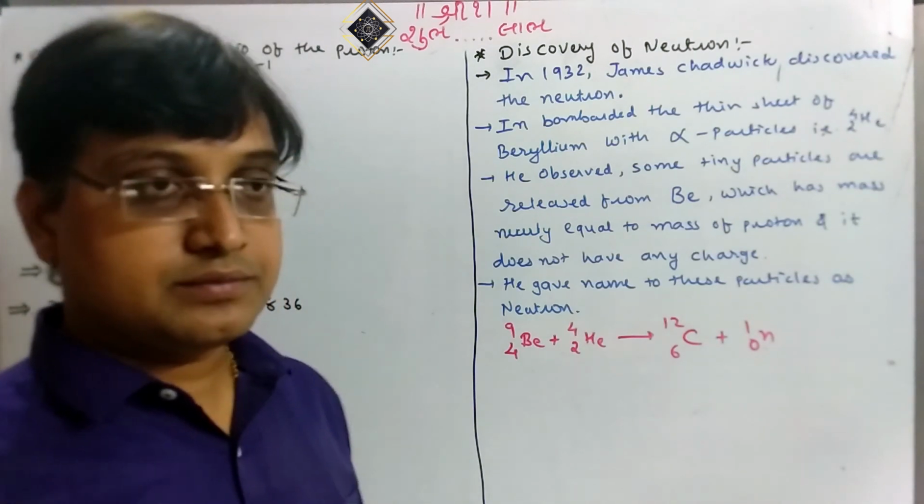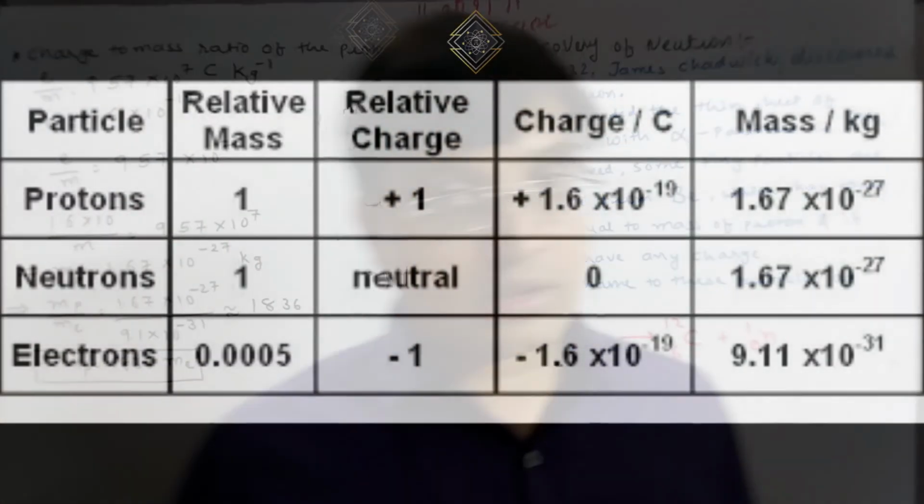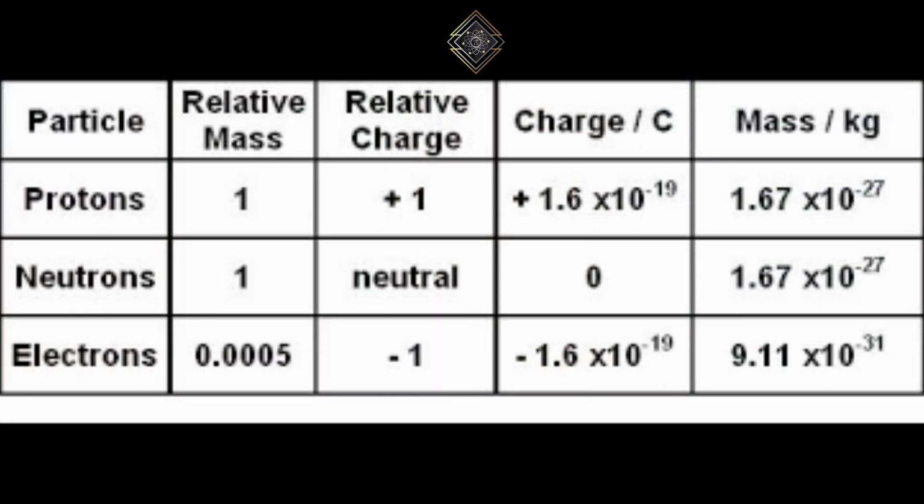In the table that you see on your screen, I give the mass of each fundamental particle of the atom. First, the proton. The mass of a proton is 1.67 × 10^-27 kilogram. The mass of a neutron is slightly higher than the proton, that is 1.675 × 10^-27 kilogram. The mass of an electron is 9.109 × 10^-31 kilogram.